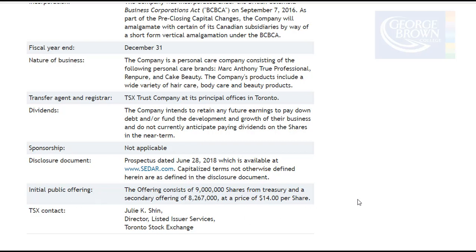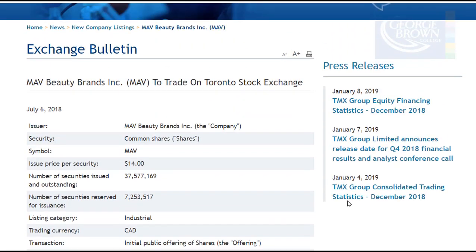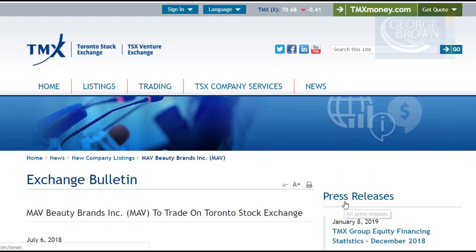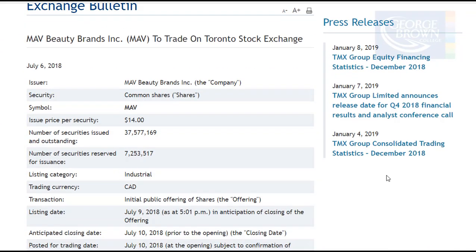The offering consists of 9 million shares from Treasury and a secondary offering of 8,267,000 shares at a price of $14 per share. Okay, so that just gives you a nice little example of an IPO that was done on the Toronto Stock Exchange just back in July of 2018.